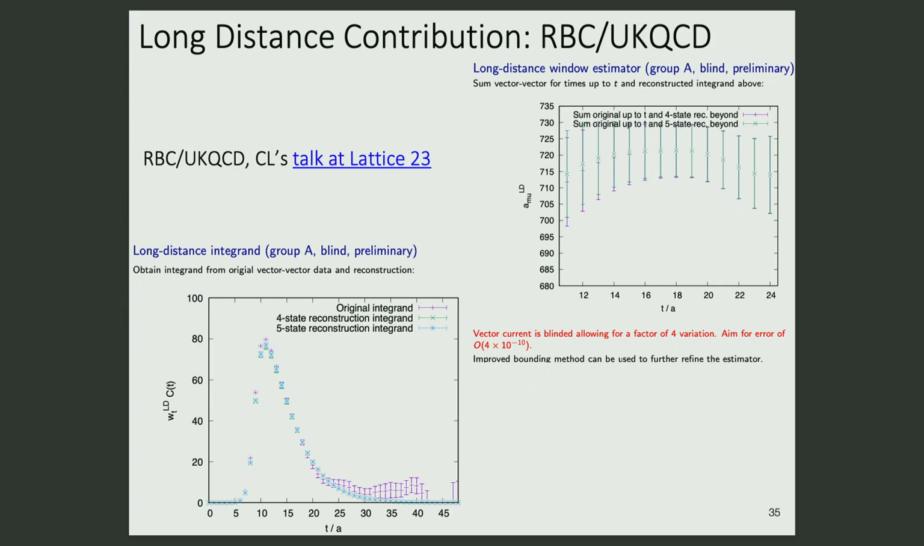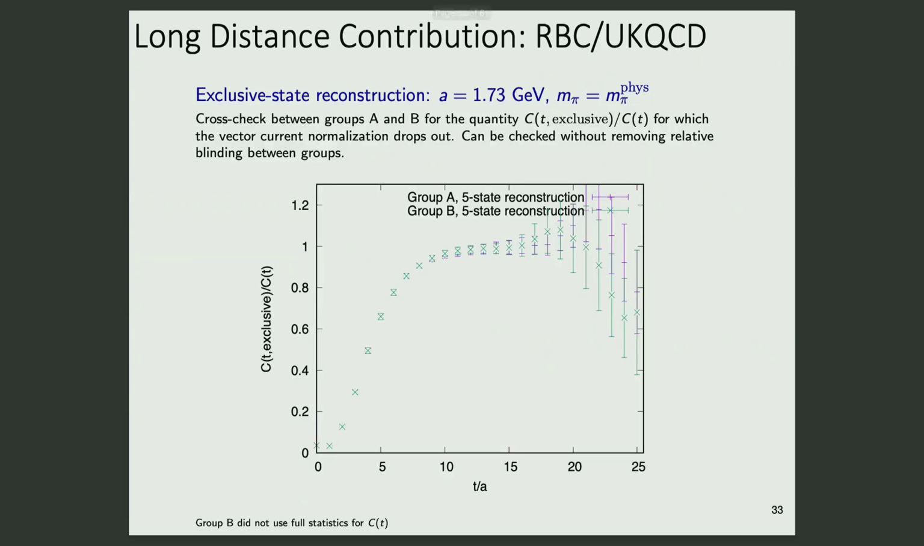And by the way, this is for the long distance window only. And this is blinded. So the blinding factors can be anywhere between 0 and 4. And they're randomly assigned, so we don't know what they are. So this sort of accidentally comes out close to the total contribution, but it has nothing to do with the total contribution. It's just the long distance contribution.